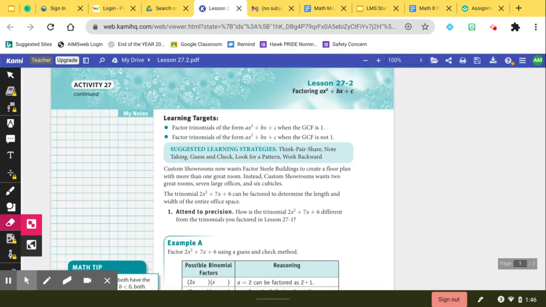All right, here's lesson 27.2, where we're going to be factoring trinomials of the form ax squared plus bx plus c. So this means that my coefficient of a is going to be greater than 1. We're going to be able to factor trinomials of the form ax squared plus bx plus c when the greatest common factor is 1 and when it's not 1. The way this lesson does this is not efficient, and I'll show you why, and we'll do this lesson in a different way.